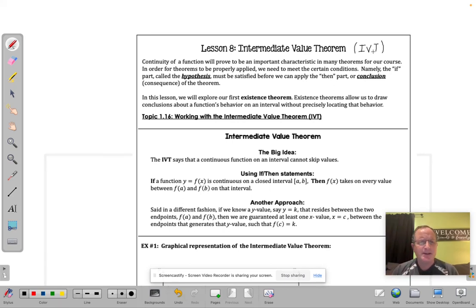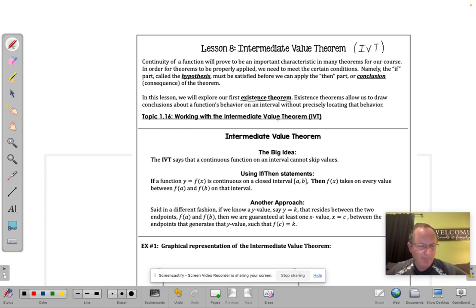But this starts off talking about if-then, and you may have had a bit of that in geometry way back in the day. The if part is the hypothesis, and the then is the conclusion. So as long as the hypothesis is met, then if the if-then statement is true, the conclusion must follow. In this lesson, this is our first existence theorem, which is saying qualifications for certain things to be true.